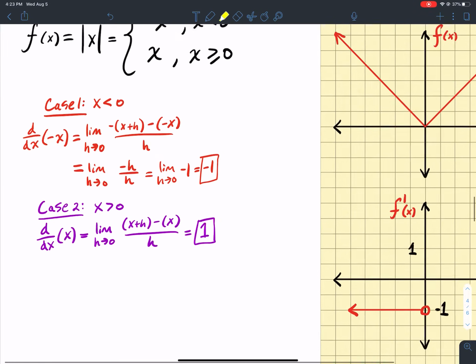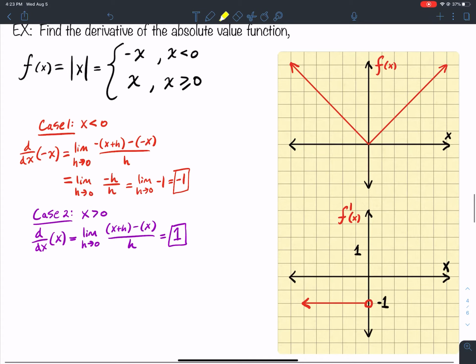Now, if I'm going to plot this, that means that for any x that is greater than 0, I have a slope of 1. That makes sense here because this line has a constant slope of 1 for any x that you pick. And so over here, I have this horizontal line on the positive x-axis side, okay?